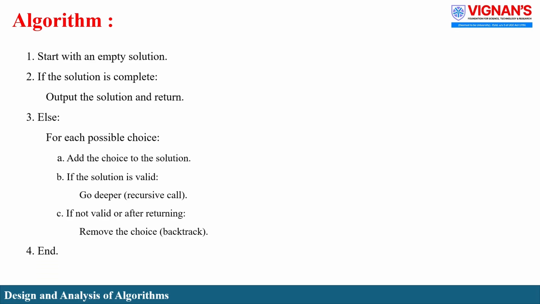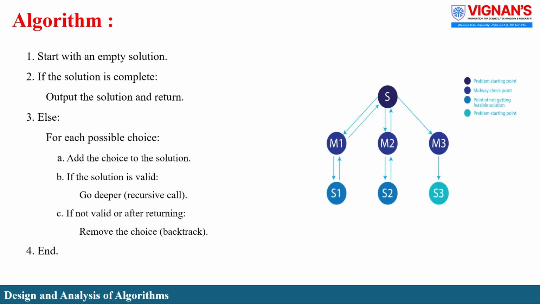On the right side of the slide, you can see a simple tree diagram that represents this process. The top node shows the starting point. The middle nodes represent different choices made along the way, and the lower nodes show valid or invalid paths. Whenever a path does not lead to a solution, the algorithm backtracks and tries a different branch. This is how the backtracking algorithm systematically explores all possibilities to find valid solutions.